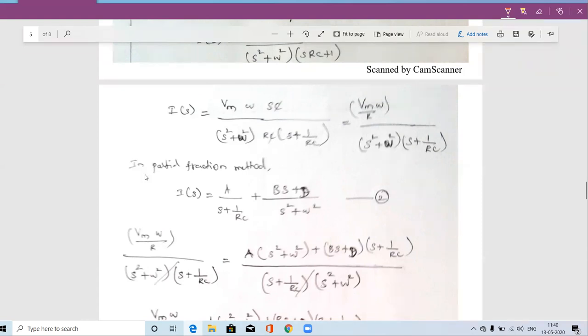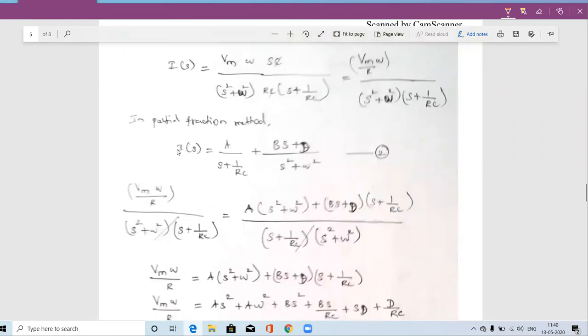Okay, in the partial fraction method, we may write I of s equal to A by s plus 1 by RC, plus Bs plus D. Why am I using D? Why D instead of the coefficient C? Because there is already a C here, and that C is the capacitor, so we would get confused. In the previous inductor case it was L, not C. So if you put C here too, you cannot tell whether it is the constant C or the capacitor C. That's why I am using D instead of the partial fraction coefficient C.